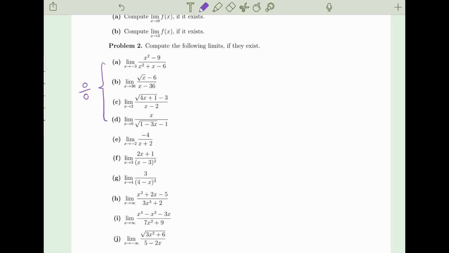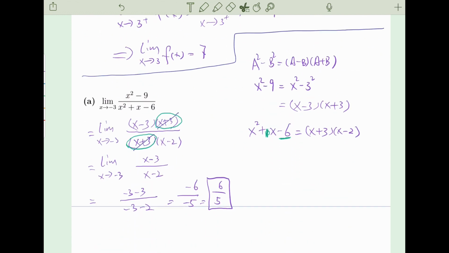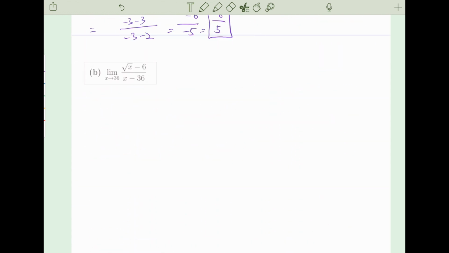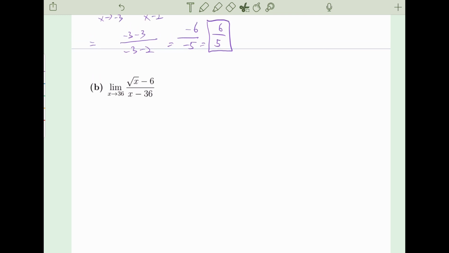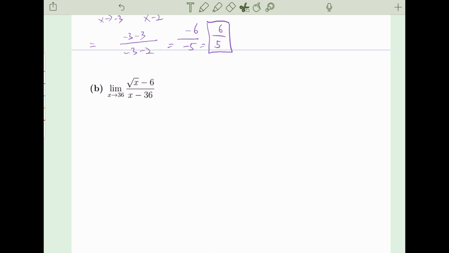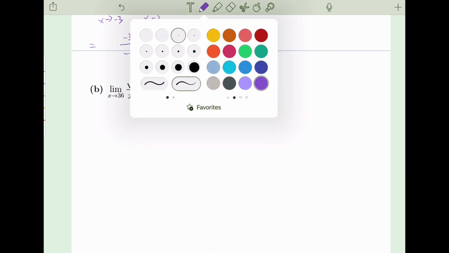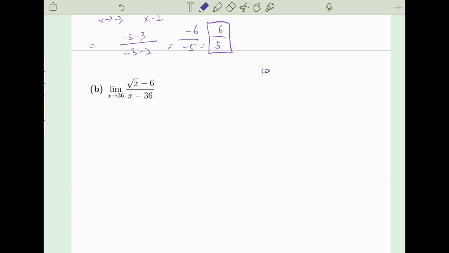Now let's take a look at question B. There is a square root here. So for this type of question, you're going to multiply by something called the conjugate. What is the conjugate of this expression? Well, you just need to turn the sign in between to the opposite sign. So that is square root of x plus 6.